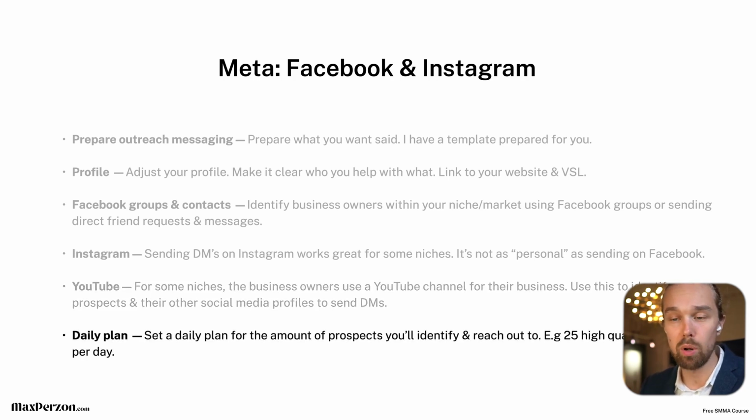And also the most important thing when you do organic outreach is to have a daily plan. So set the daily plan for the amount of prospects you will identify and reach out to every single day. So for example, reaching out to 25 high quality prospects per day. And we can do some math about this at the end of the video as well. It's super powerful. And I'm going to give you the actual tracking sheet as well that you can follow.